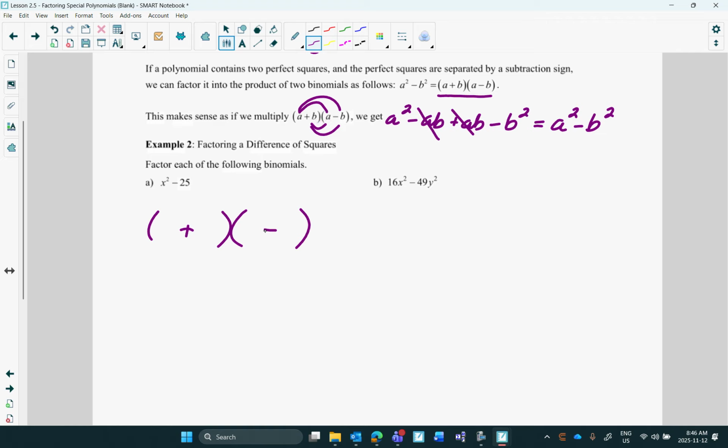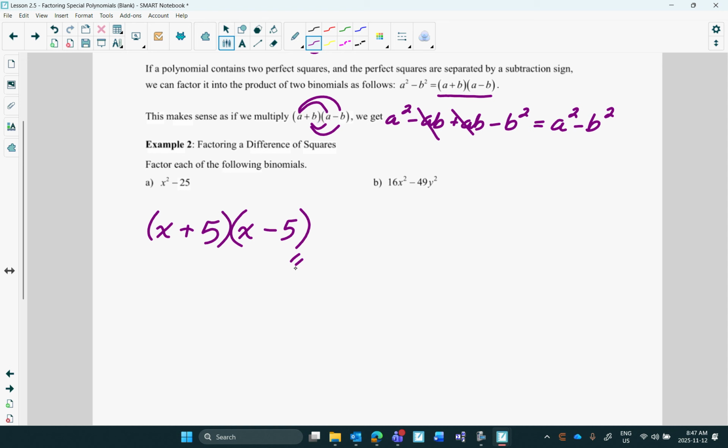For these two terms, what times itself gives you x squared? X. What times itself gives you 25? 5. We are done. So it's pretty straightforward once you recognize it as a difference of squares.